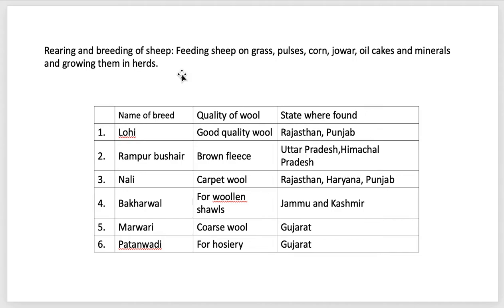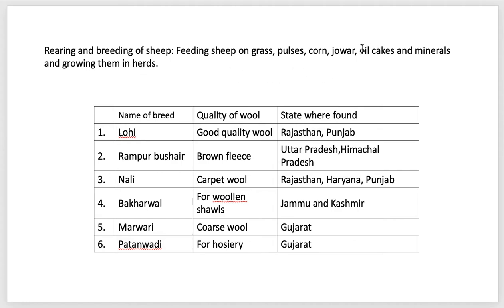So if you go to a farm, you will see that the farmer has many pet animals like cows. He has chickens. He has dogs. He has pigs sometimes, and sheep, goat. There are so many animals. So what does the farmer exactly do? He takes care of these animals. He gives them good food. He makes sure that they're growing healthy and growing well. So that is what rearing and breeding of sheep means. Feeding sheep on grass, pulses, corn, jowar, oil cakes, and minerals, and growing them in herds, so that there are many good and healthy sheep.